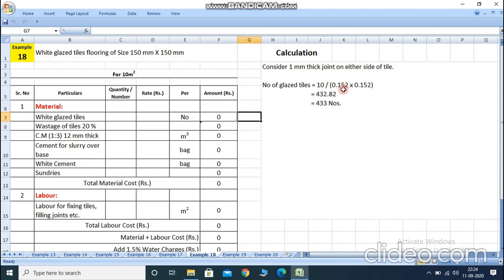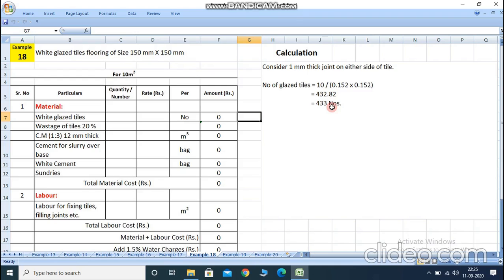On both sides an extra 2 mm is required, so we take 152 mm. Clear? So 152 by 152 mm is converted into meters: 0.152 multiplied by 0.152. We get the answer 432.82 numbers of glazed tiles required. Now rounding up, we take 433 tiles required to complete the 10 meter square area.